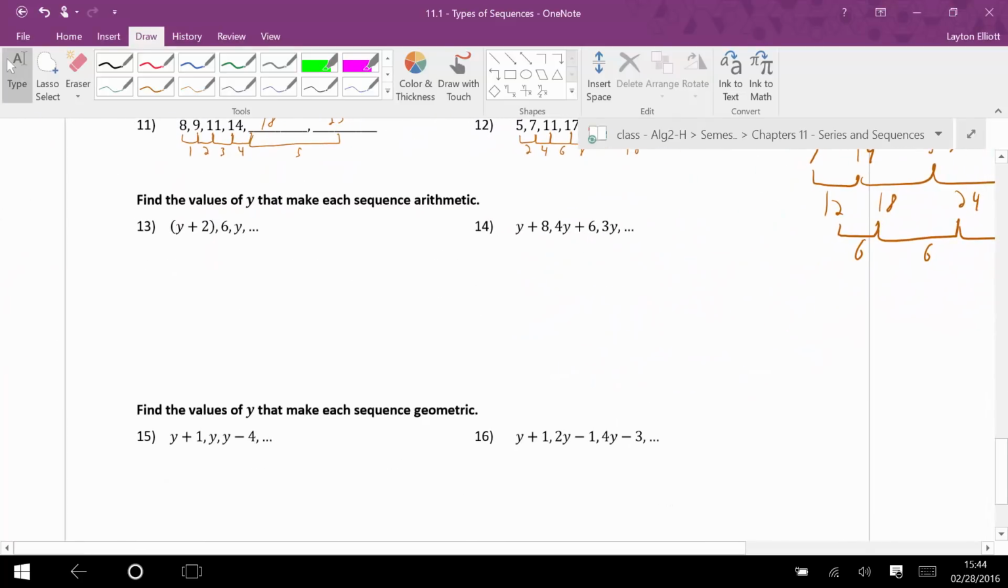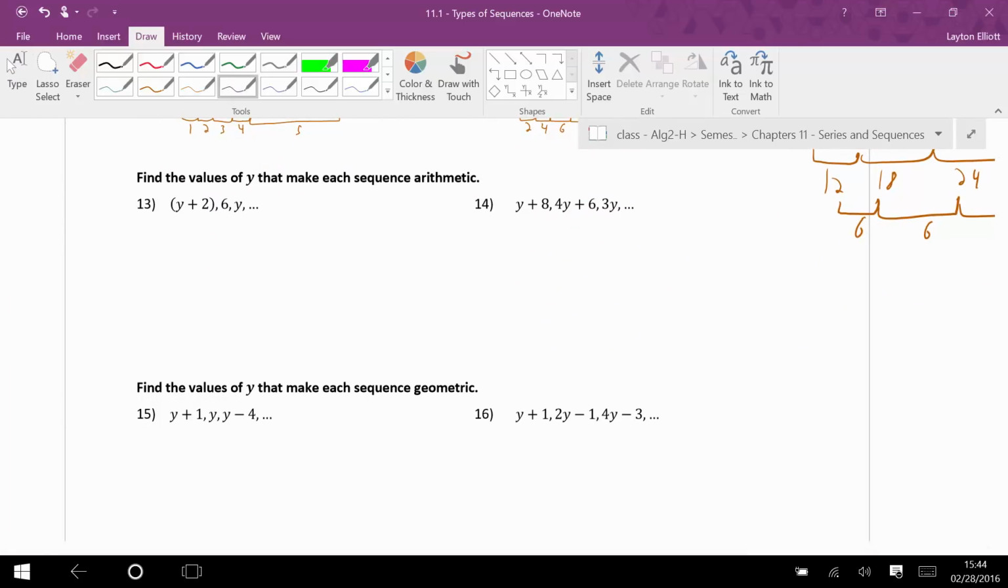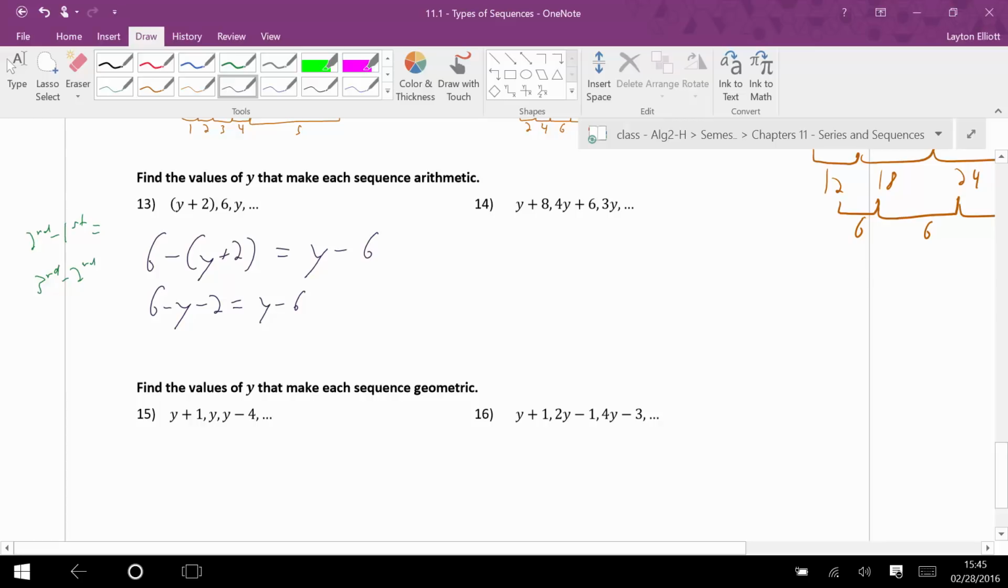Okay, back to this. This says now find the value of y that makes each sequence arithmetic. And to do this, we're going to follow that idea that I'm going to take one term and subtract the previous term. And that must be equal to the 3rd term minus the 2nd term. So this is kind of an idea that the 2nd minus the 1st has to be equal to the 3rd minus the 2nd. Otherwise it wouldn't be a common difference. Well, if I can solve this problem, 6 minus y minus 2 and y minus 6, and then I get negative y plus 4 is equal to y minus 6, or negative 2y is equal to negative 10, y would be equal to 5.